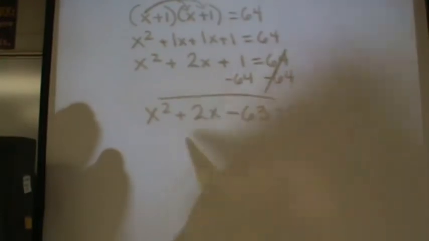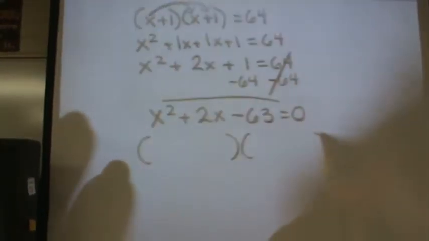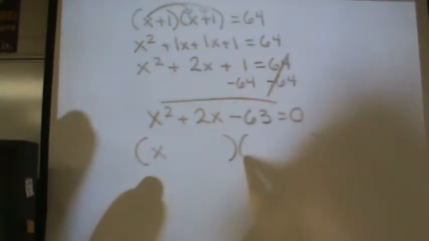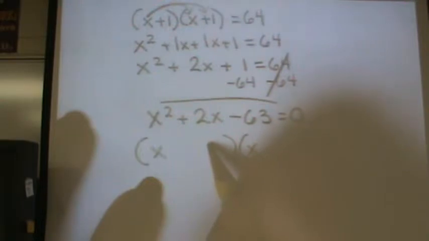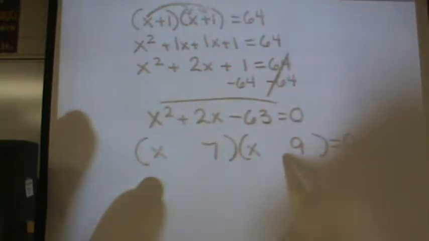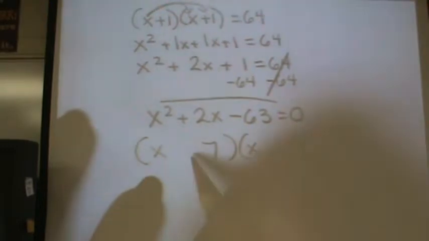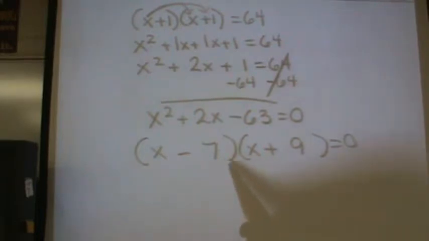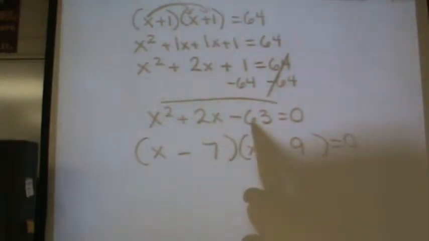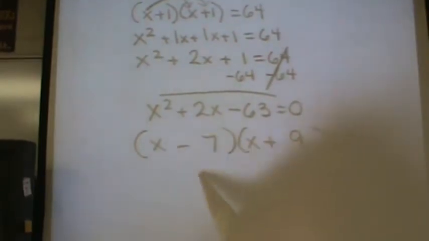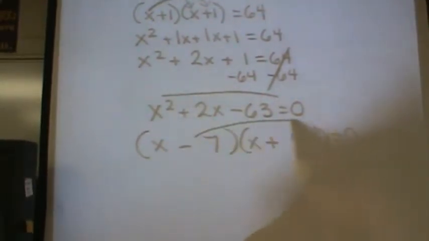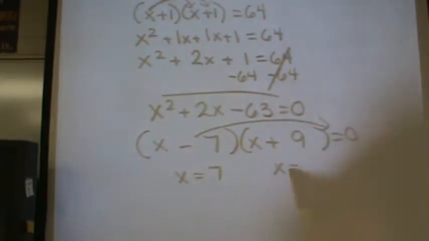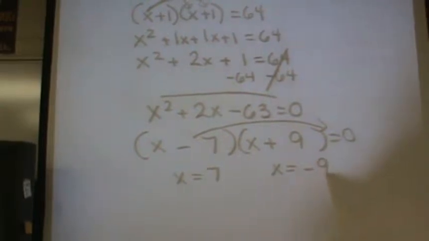Now, can anyone factor this? What 2 numbers multiply to give me negative 63 but add to be 2? 7 and 9. That's true, but what kind of 7, what kind of 9? Plus 9 and minus 7. Do you all agree that this factors correctly? Now, is the answer negative 7 and 9? No. You set each of these equal to 0, and you flip the sign. Zero product rule.